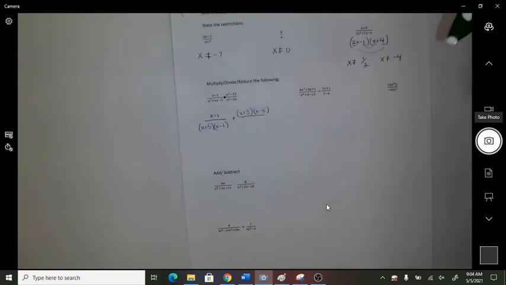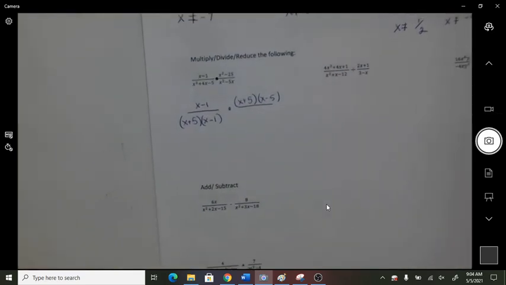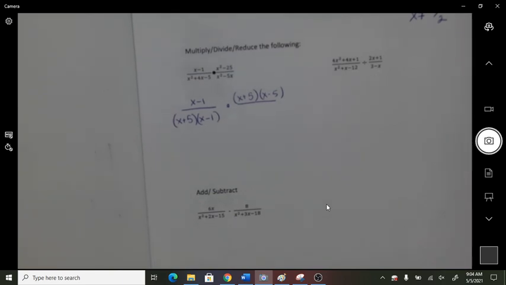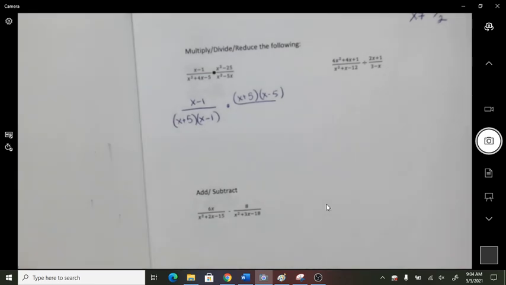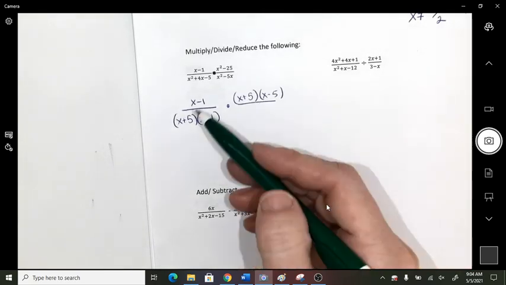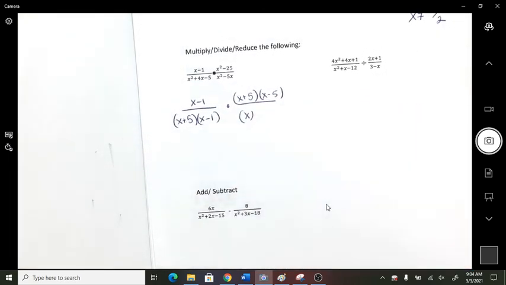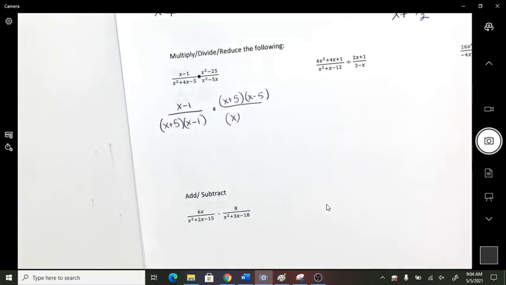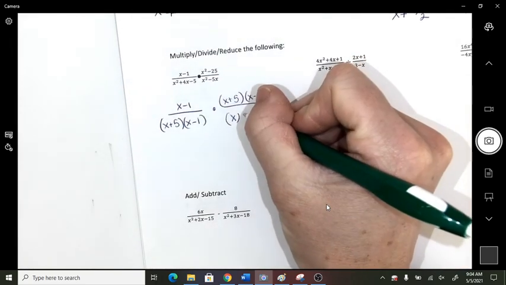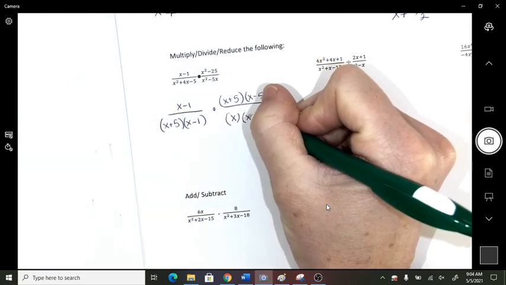Okay, last part of it. What style do you have left here? Okay, what style's left on the bottom? GCF. So I'm going to pull out an X, leaving me with X and subtract 5.